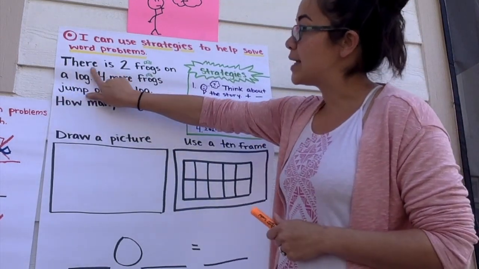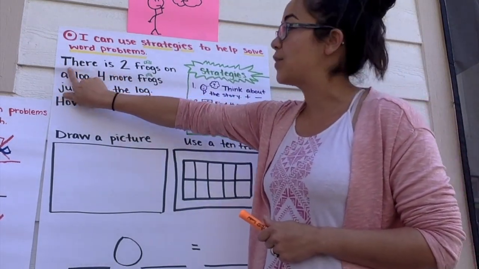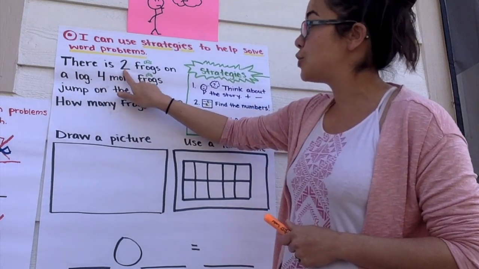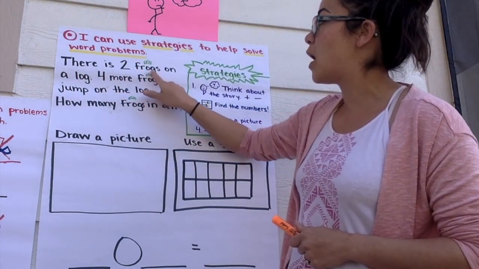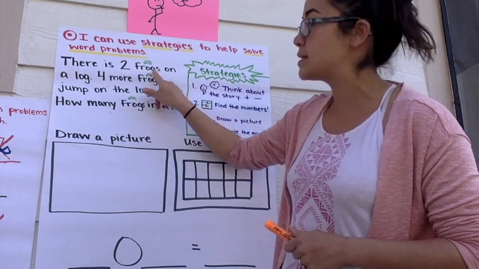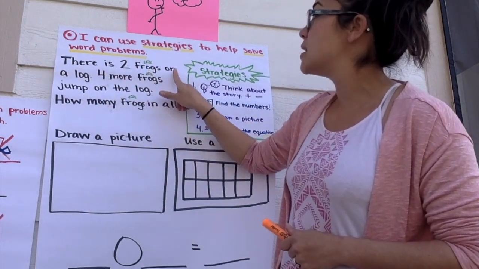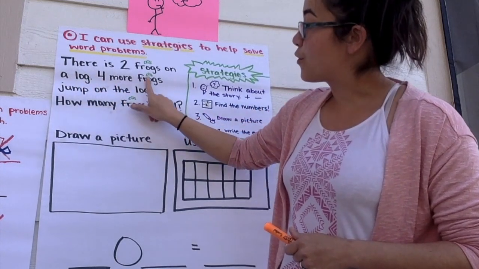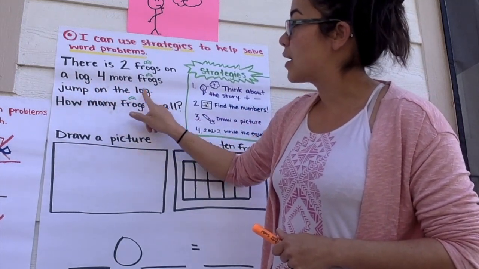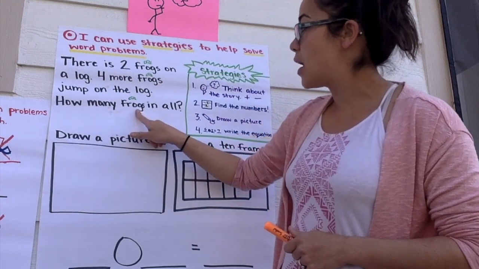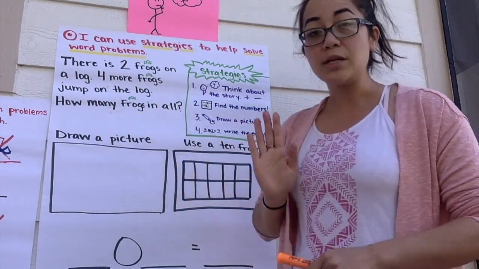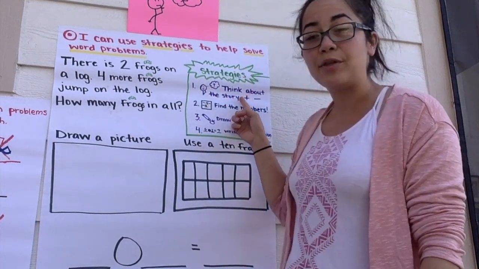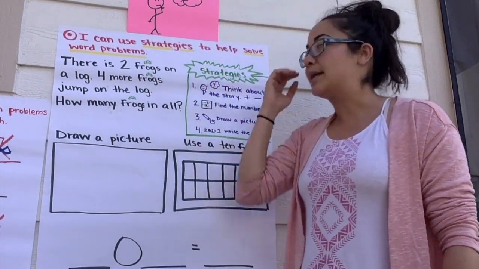So this first word right here is one that Miss Donnie has been working on with us. There. There is 2 frogs. Frogs. There is 2 frogs on a log. 4 more frogs jump on the log. How many frogs in all? So remember, I'm going to stop and I'm going to think about the story. So in my mind, I'm going to play the little movie.